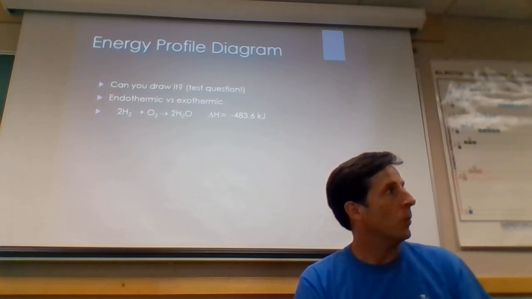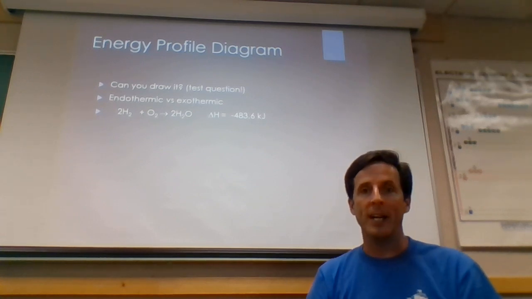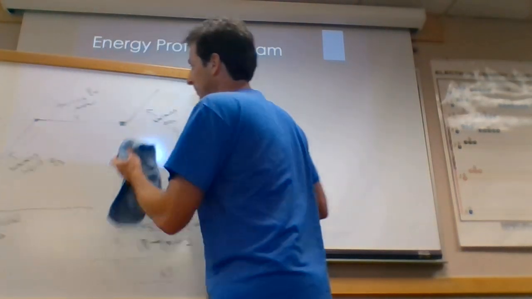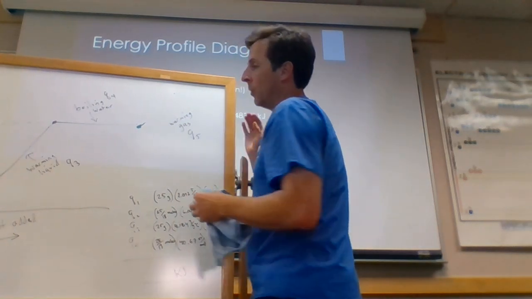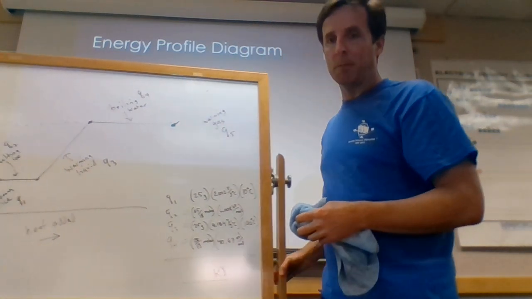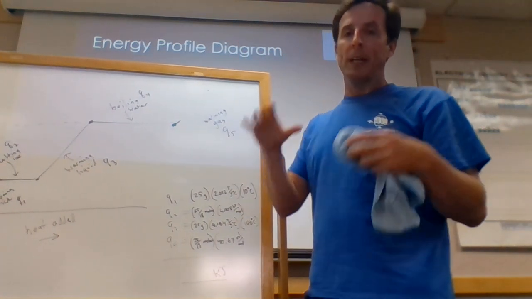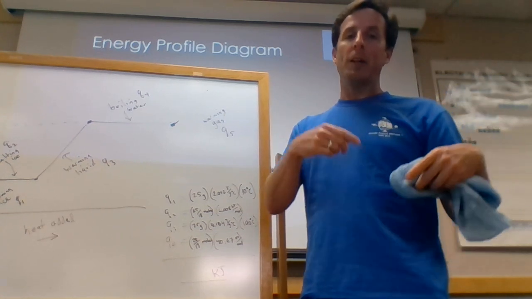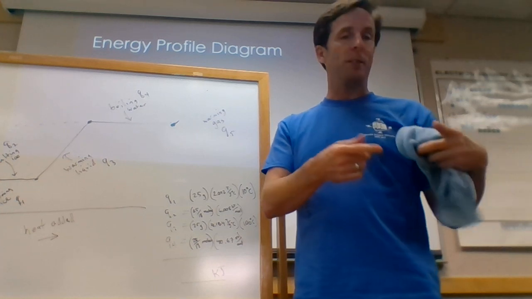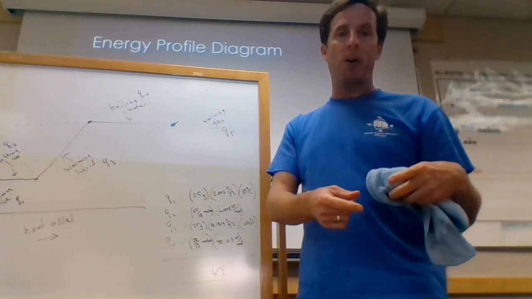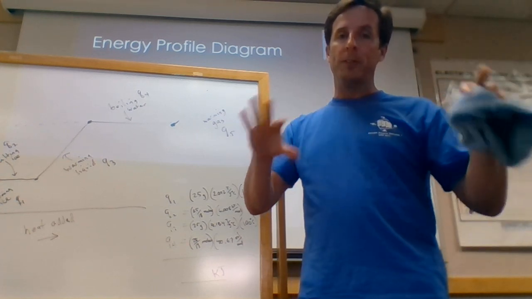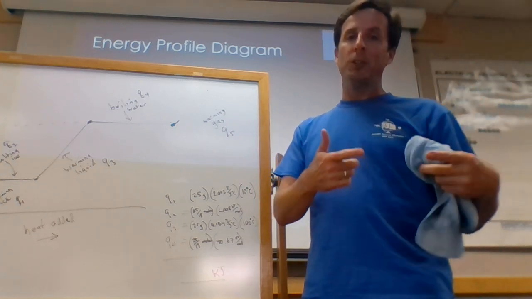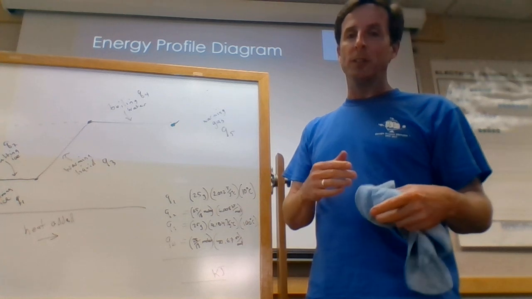So we need to be able to draw what's called an energy profile diagram. It's a pretty simple thing. Now I will say this graph that I have on the whiteboard right now is called a heating curve. The graph we're about to draw is called a reaction profile or an energy profile of a reaction. They're two different graphs. If you're asked to draw one of them on the test, make sure you draw the right one. Okay, a lot of students get confused.